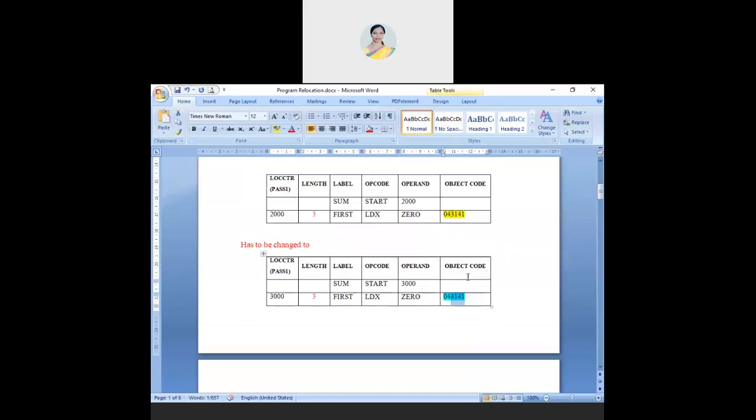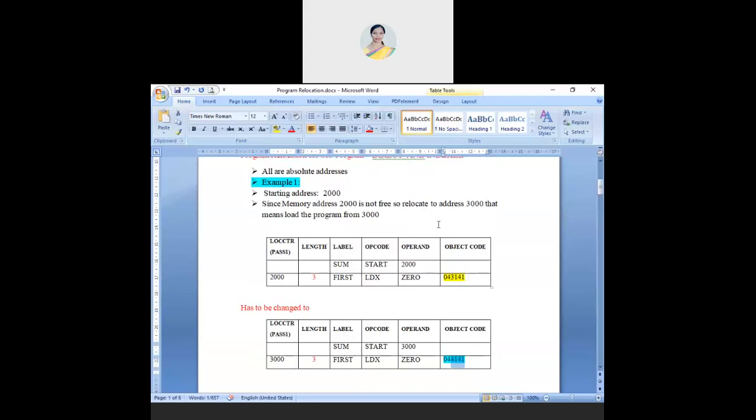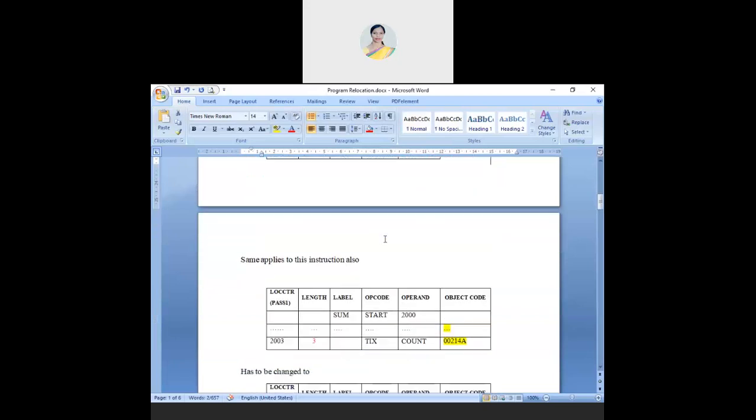So in SIC, all the instructions have to be changed. Why? Because all are absolute addresses. We call them absolute addresses, direct addresses. I don't have any displacement at all. Otherwise, I just change the base address and from there go for this much offset. That is what you call a displacement. Then I'll execute. There are no such cases in the SIC machine. So why so? Because all are absolute addresses. This is very tedious in SIC.